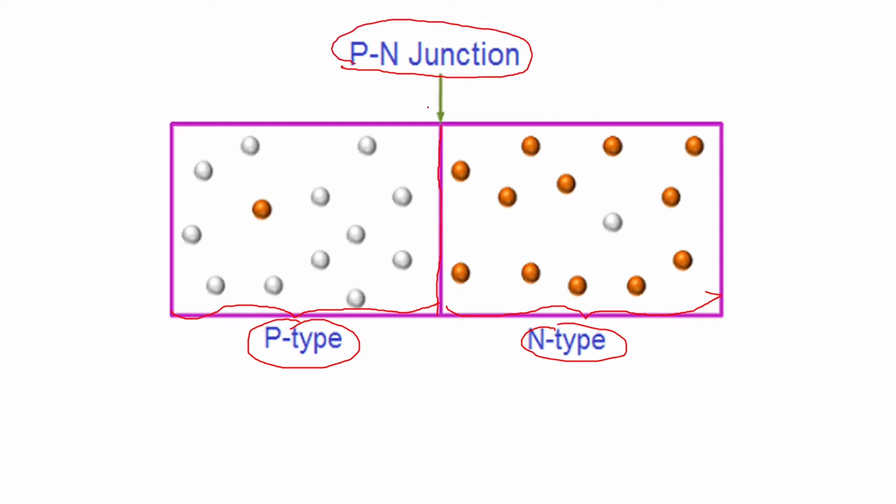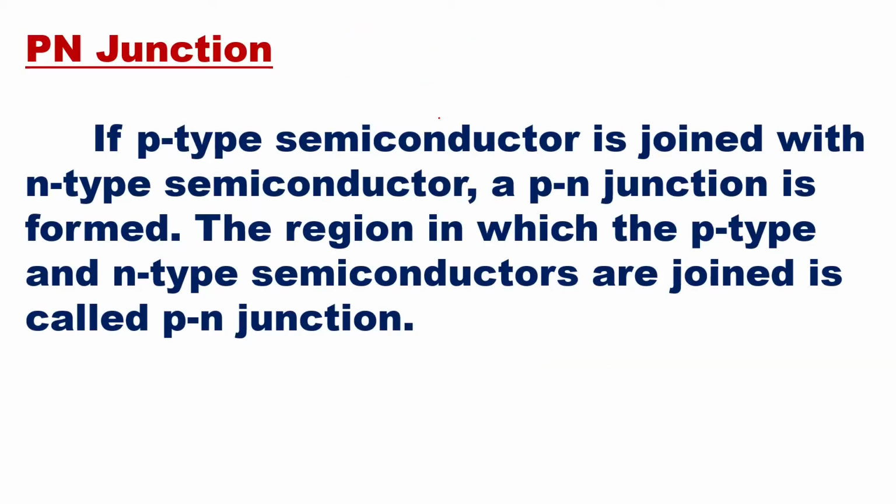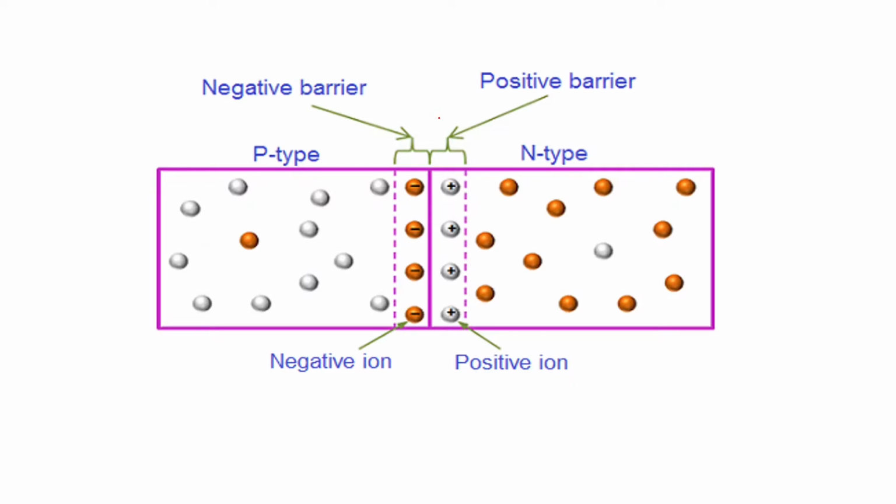So when P-type and N-type semiconductors are joined together, the interfacing boundary, the junction between them, is known as PN junction. Here is the basic definition of PN junction: if p-type semiconductor is joined with n-type semiconductor, a PN junction is formed. The region in which the p and n-type semiconductors are joined is called the PN junction. Then we'll see what happens when a p and n junction is joined.